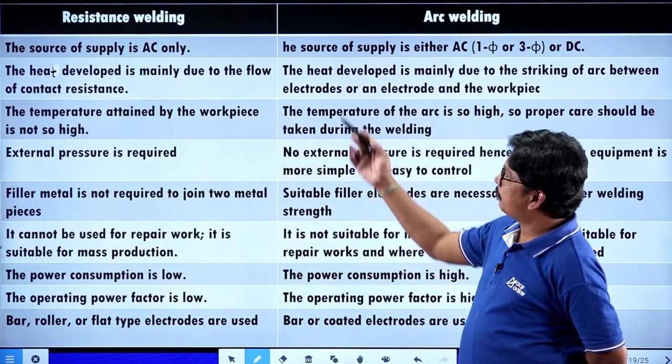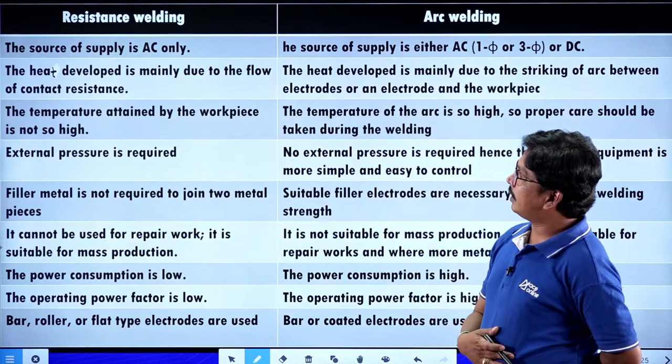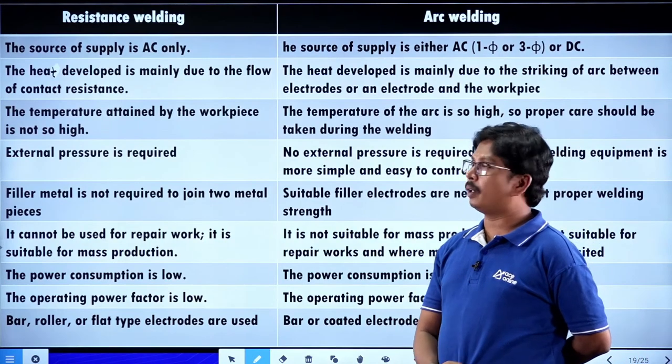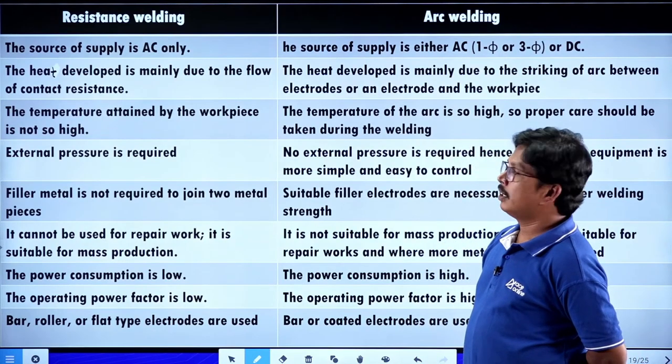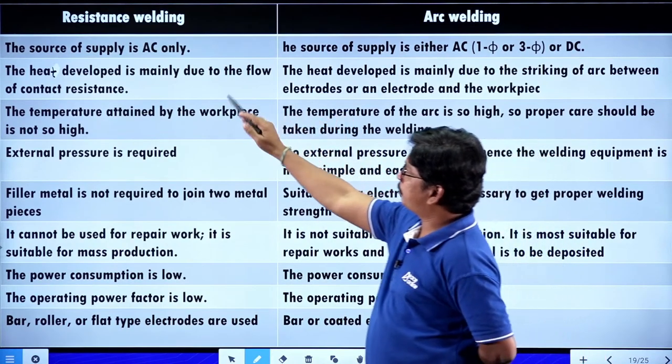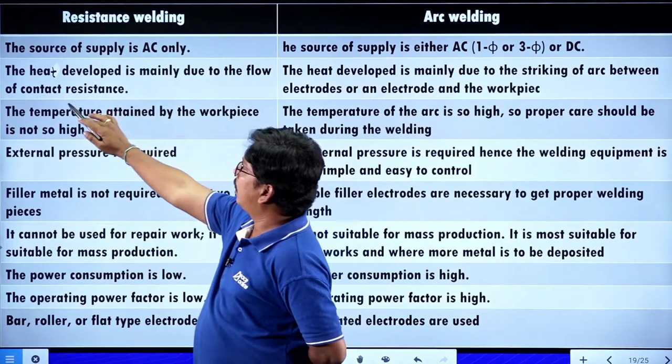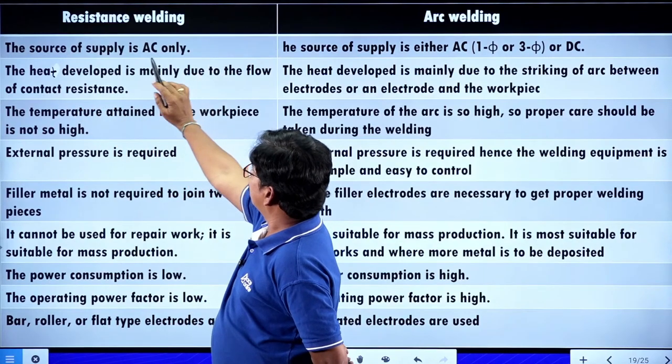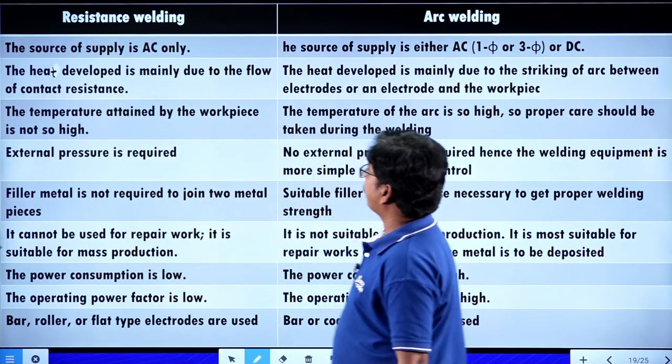In resistance welding, how is the heat developed? It is mainly due to the flow of contact resistance, right?